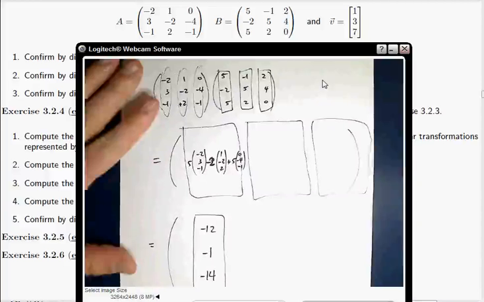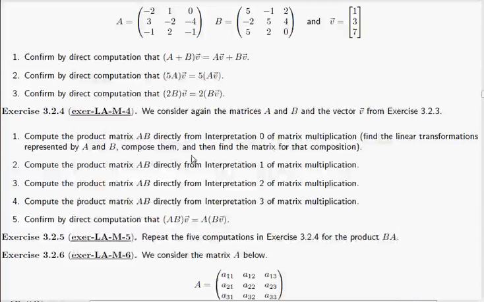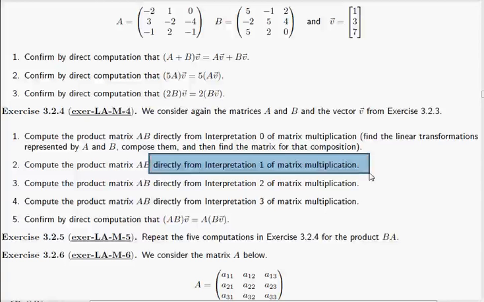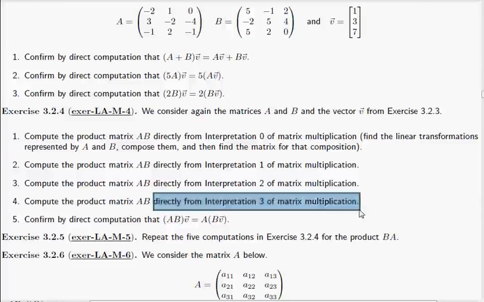So this is what I want you to do for that second part. You're just computing by interpretation 1. Then by interpretation 2, that's where you use dot products to compute individually. And then interpretation 3, you're doing linear combination of rows of the right matrix instead of columns of the left matrix. Does it all make sense?